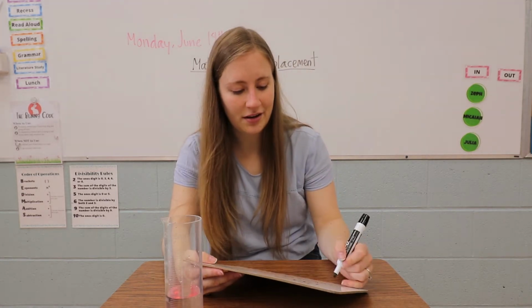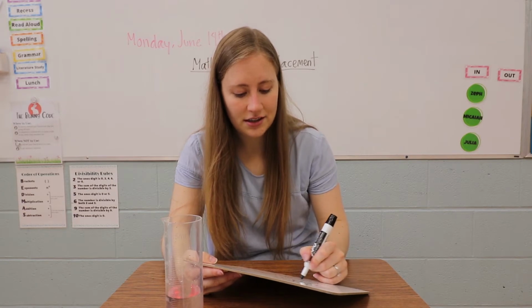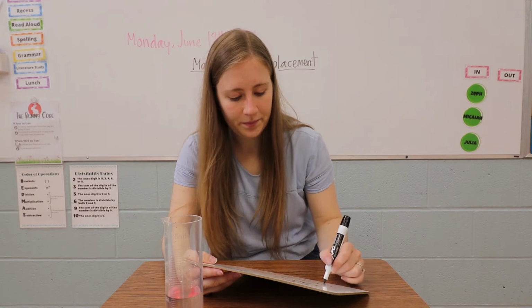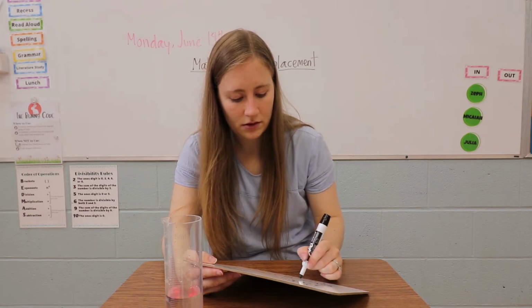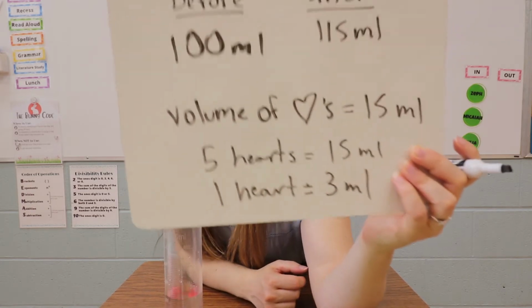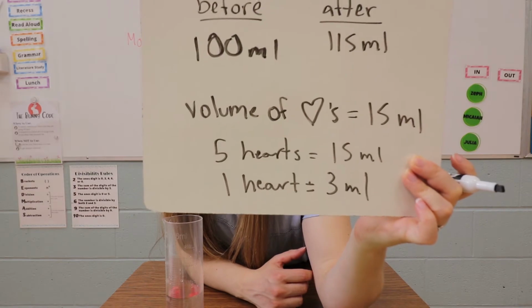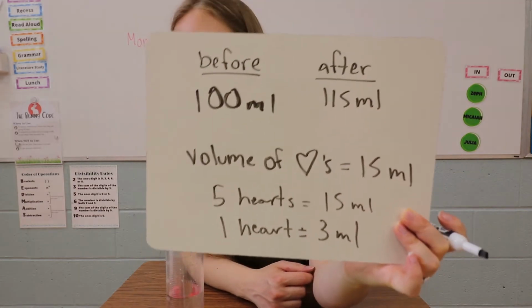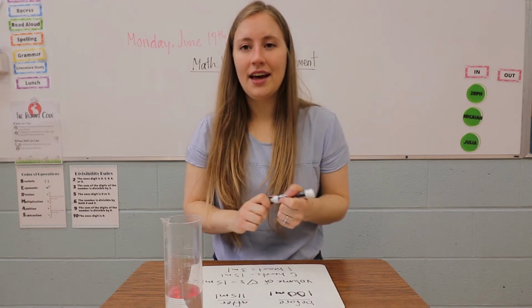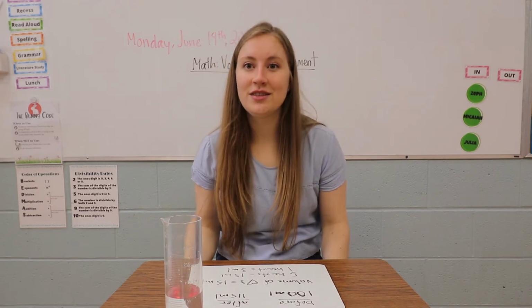Because if the volume of 5 hearts equals 15 milliliters, then we divide that by 5 to find that 1 heart is worth 3 milliliters. Isn't that awesome? Okay, so let's look at some other things that we can measure using displacement.